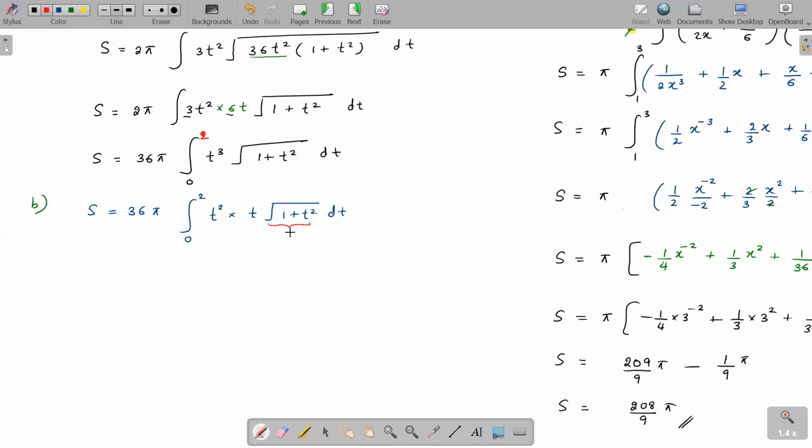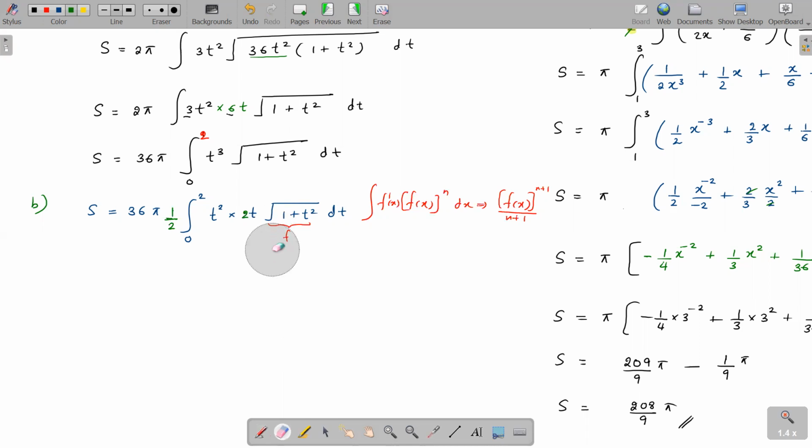This is my f(x). Basically, I'm going to use f(x) to the power n into f dash x integration. This integration gives me f(x) to the power n plus 1 over n plus 1. You can see here the root is the power n. 1 plus t square is my f(x). f dash x should be 2t. Basically, this needs to be a 2t here. Then to compensate for the 2t, I'll put a half outside. Are you okay with that?